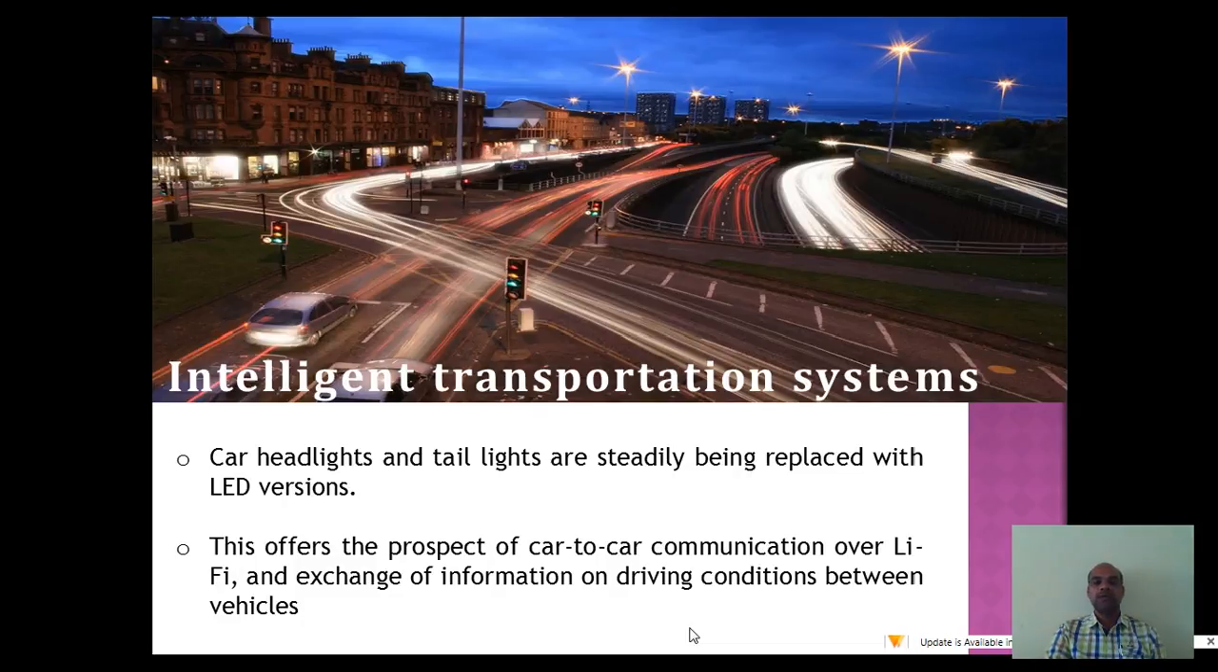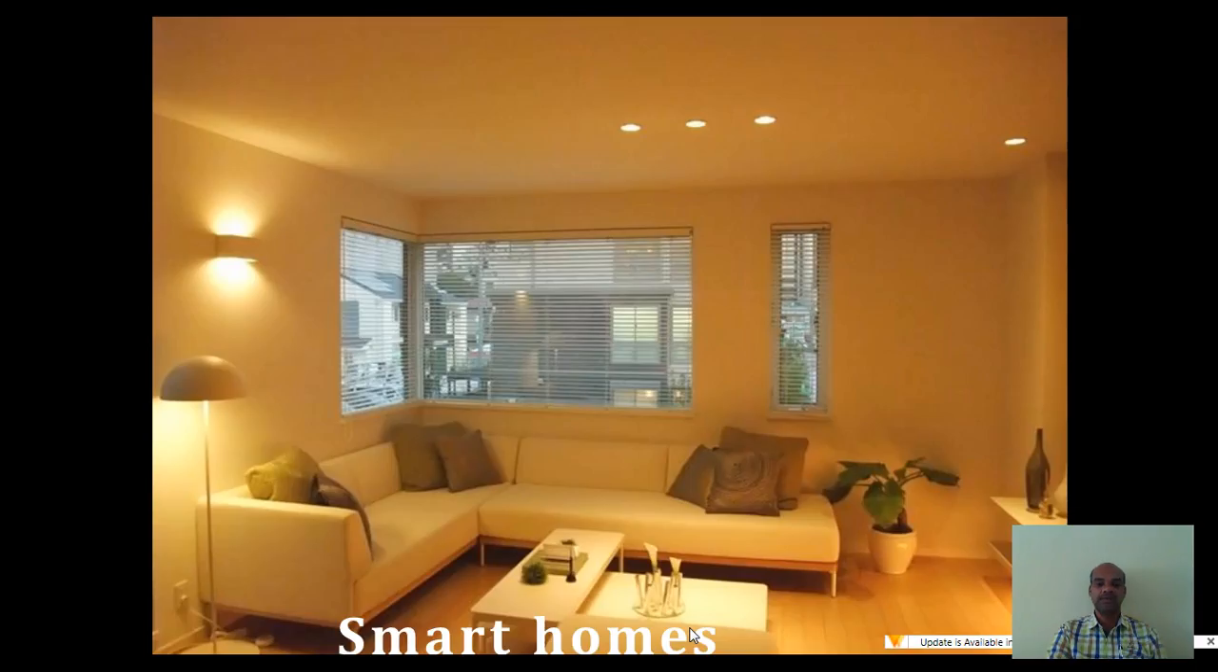Why? Because when we consider the highways, a large number of vehicles are moving, and if we replace the car headlights with LED lights, then there is some sort of communication between two cars which are running simultaneously, and there is a possibility to establish communication between the two drivers with the help of car headlights.